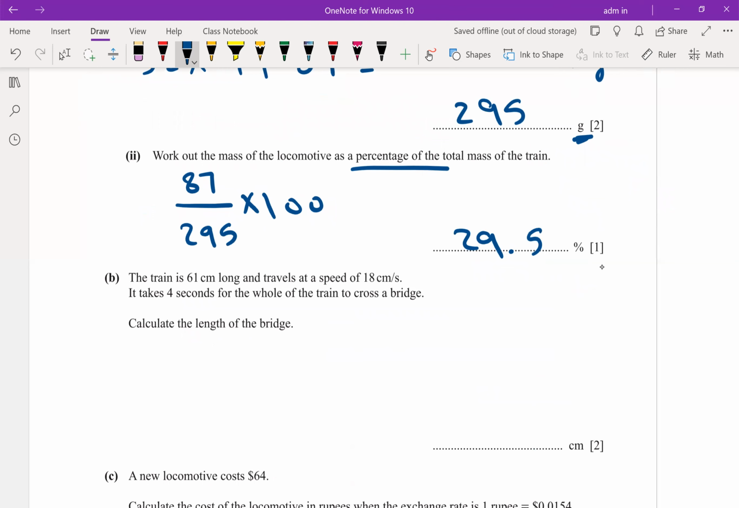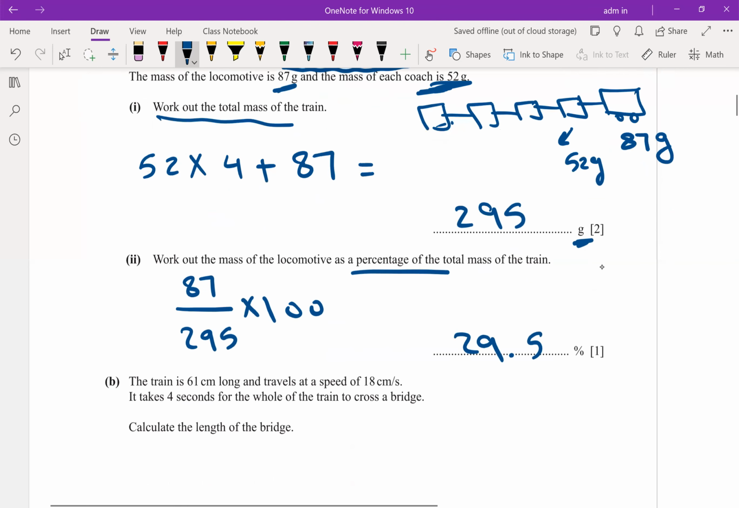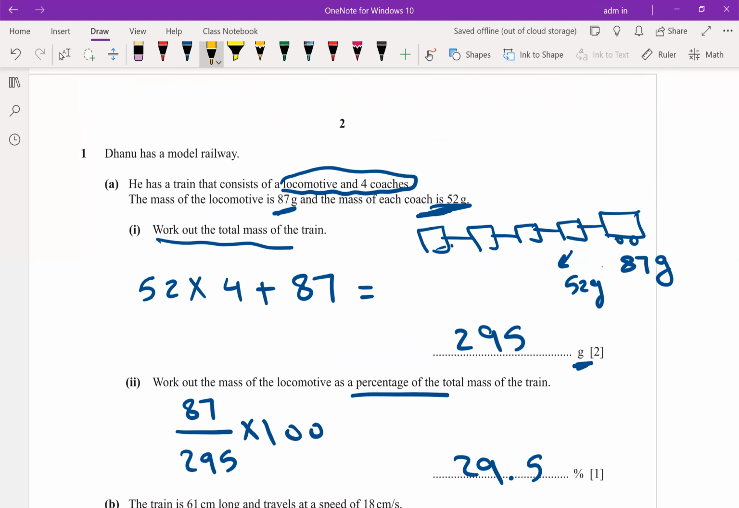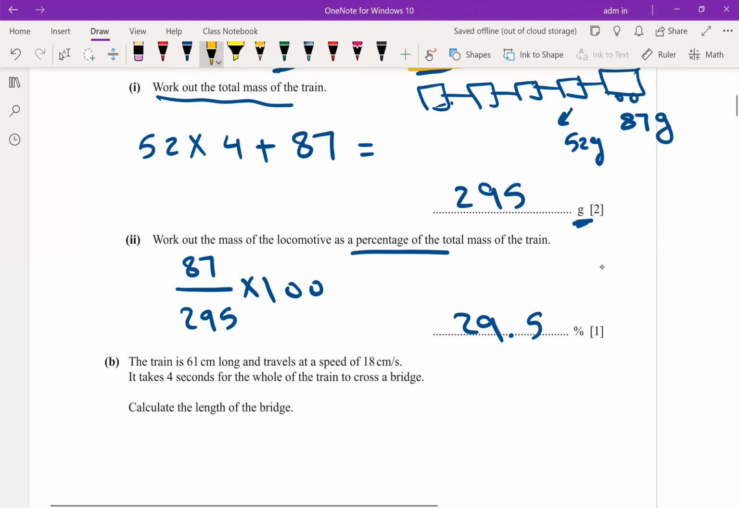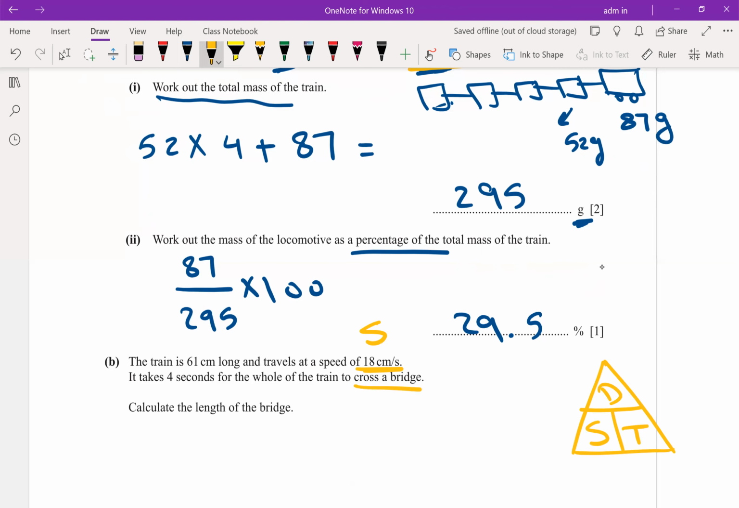Question part B. The train is 61 centimeter long, and the travel speed is 80 meters per second. When we have a question related with speed, don't forget, speed is distance over time. It takes 4 seconds for the whole train to cross the bridge.